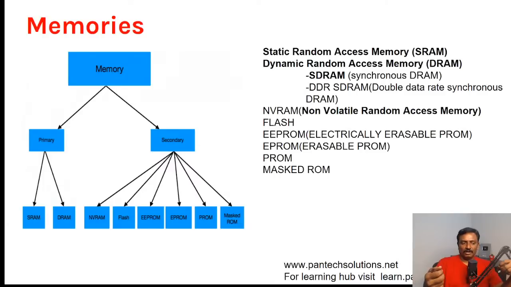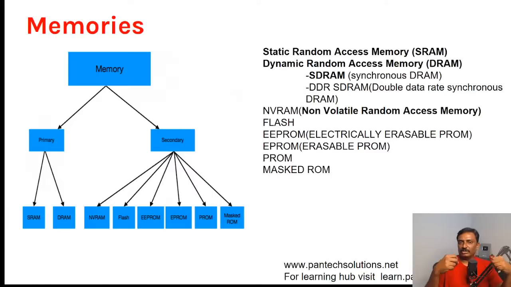NVRAM stands for non-volatile random access memory, like flash memories and EEPROM, which are non-volatile, where the program will reside even when you power off. In EEPROM, you have SPI based EEPROM and I2C based EEPROM, and PROM; Xilinx uses PROM technology. Masked ROM is used only during the manufacturing process. So these are the types of memory. Basically, it has primary and secondary. Primary is very fast, and secondary is slow, but primary is volatile.